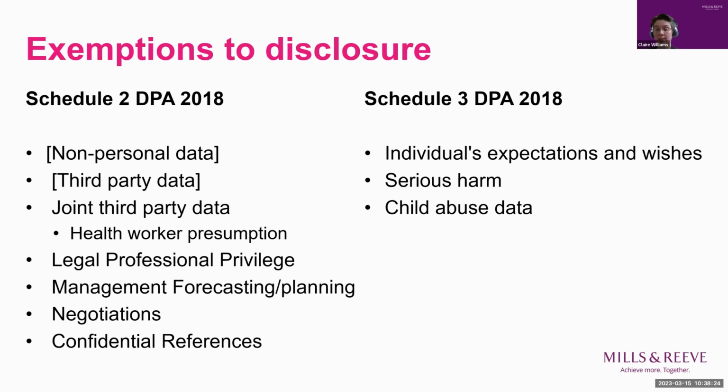So joint third-party data. The joint third-party data exemption is set out in paragraph 16 of the schedule and says that the right to data access does not require a data controller to disclose information to the requester to the extent that doing so would involve disclosing information relating to another individual who can be identified from that information, unless either the other individual has consented to that disclosure to the requester, or it is reasonable to disclose the information to the requester without the consent of the other individual, based on, and I quote, all the relevant circumstances. So it's a balancing test.